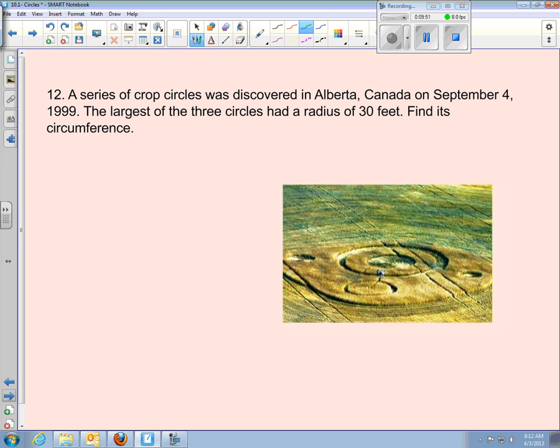All right, number 12. A series of crop circles was discovered in Alberta, Canada on September 4th, 1999. The largest of three circles has a radius of 30 feet. Find its circumference. So we're given the radius, so you can use c equals 2 pi r, and I want you to find the circumference.